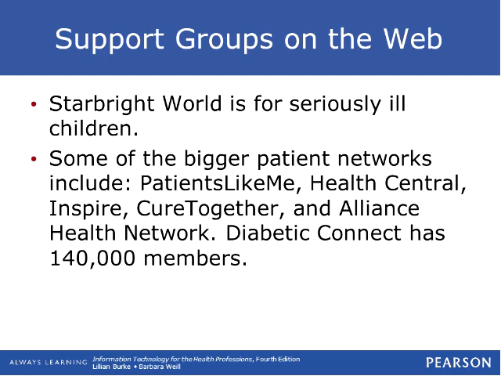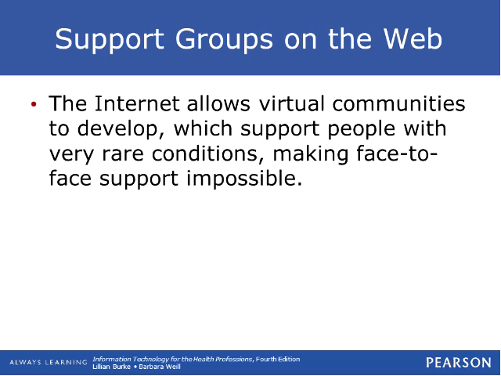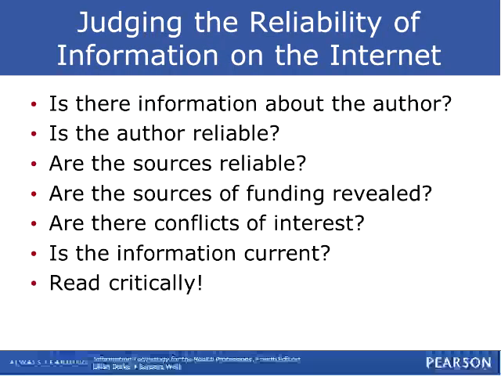There are also millions of support groups on the web. Also, there are various sites for foundations that support certain diseases, Alzheimer's, Parkinson's disease, diabetes, on and on. Some of the bigger patient networks include Patients Like Me, Health Central, Inspire, Cure Together, Alliance Health Network, and Diabetic Connect, which has almost 140,000 members. So these are really helpful organizations that provide additional support. The internet allows virtual communities to develop among patients which support people with very rare conditions, allowing face-to-face support, almost like group therapy from patients with other patients who have a similar disease.